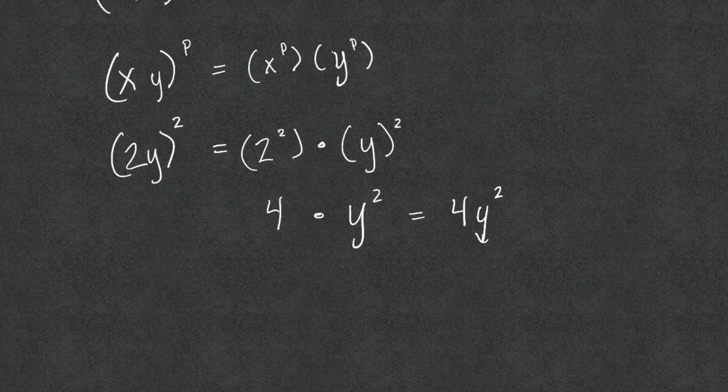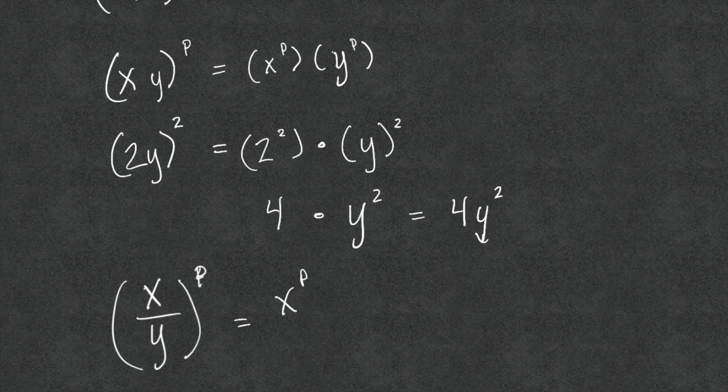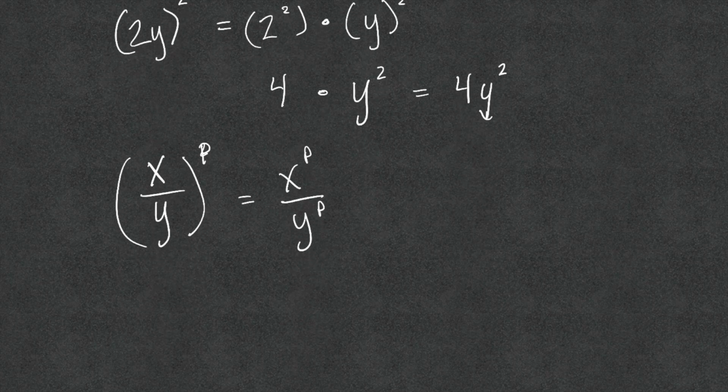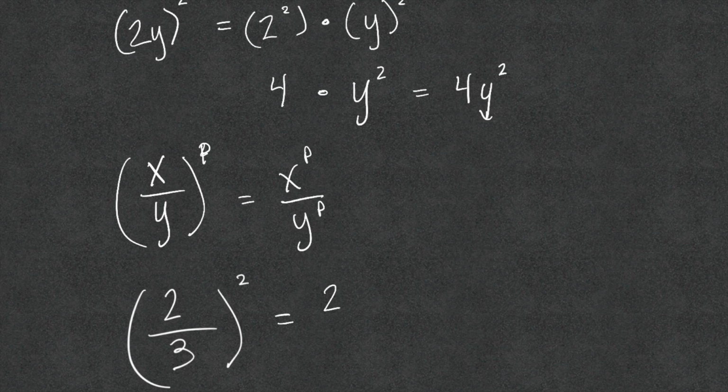Now, final rule, kind of a quotient rule with the exponent. So we have x over y, and very similarly to the one that we just did, when you have an exponent on the outside, let's just leave this p for now, you can distribute it to the numerator and the denominator values. Now, in a practical problem that looks like this, it just means that I'm doing this.